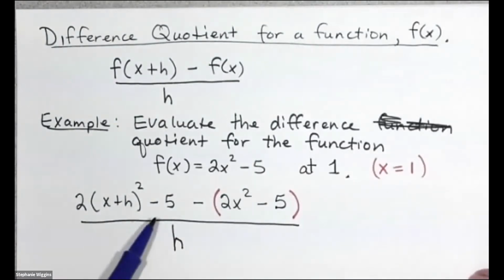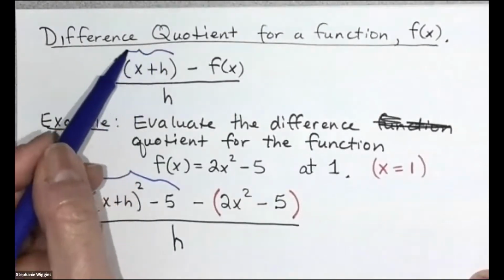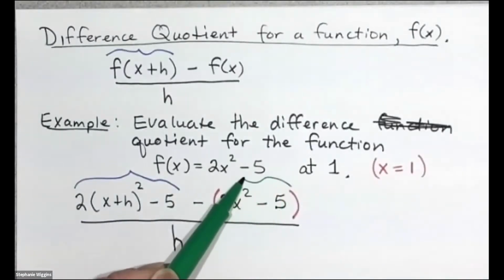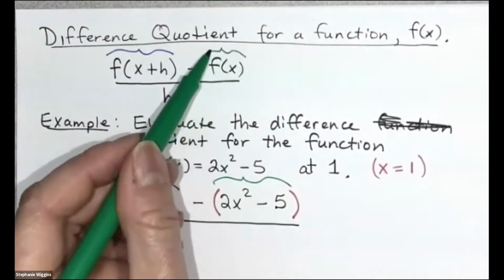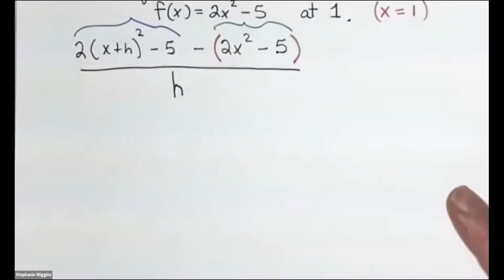So this piece right here corresponds to this, and this piece corresponds to this, and then we are dividing by h. So now that we found the difference quotient, we need to simplify it. Okay, so let's do that.